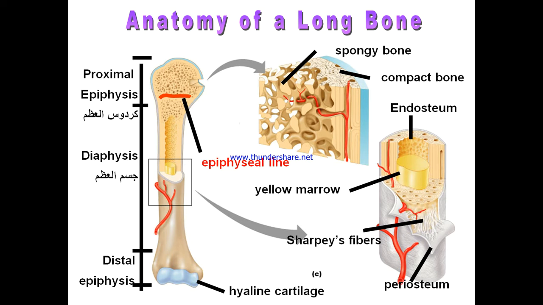Sharpey's fibers are a matrix of connective tissue consisting of bundles of strong, predominantly type 1 collagen fibers connecting periosteum to the bone. So, this is Sharpey's fibers, connecting periosteum to the bone.